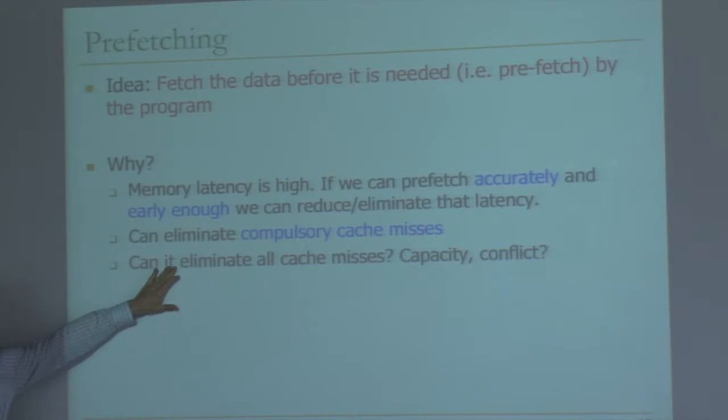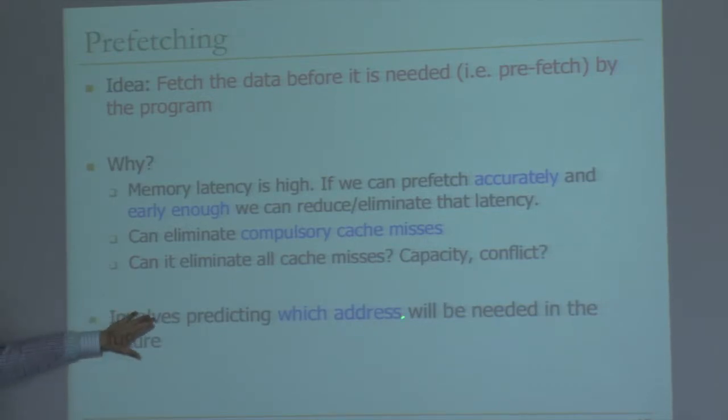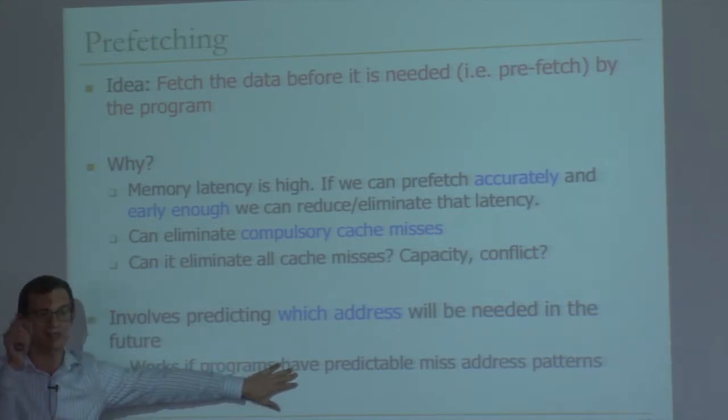One question is, can it eliminate all cache misses? Capacity, conflict, compulsory? Maybe. It depends. I like the answer, it depends. Well, it could, right? Ideally, theoretically, if you could prefetch everything in advance somehow, why not? You could eliminate all possible cache misses. It's very difficult to do, of course, but there's no reason why it cannot. So this involves predicting which address will be needed in the future, obviously. And it usually works if the programs have predictable miss address patterns, at least for simple prefetchers. We'll see more sophisticated prefetchers, right? Run-ahead execution doesn't require this, right? Because it's really pre-executing the program.